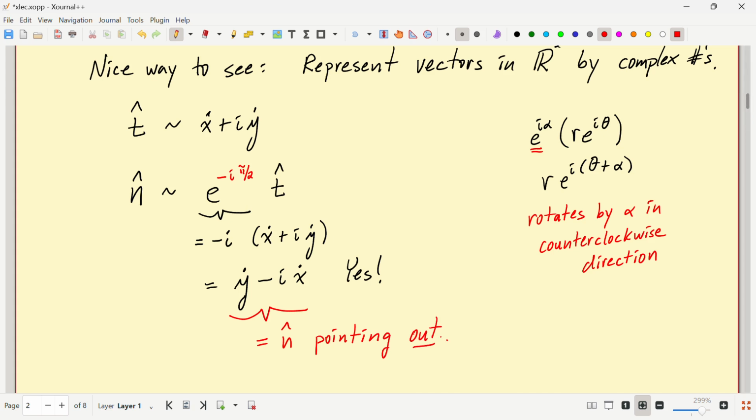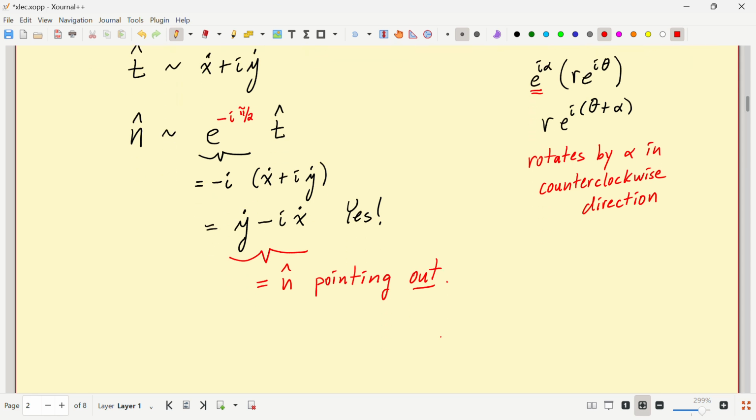So, sure enough, that is the flux of the vector field. And that shows you that the divergence theorem is the same as Green's theorem, especially in the plane. Okay, any questions about that?